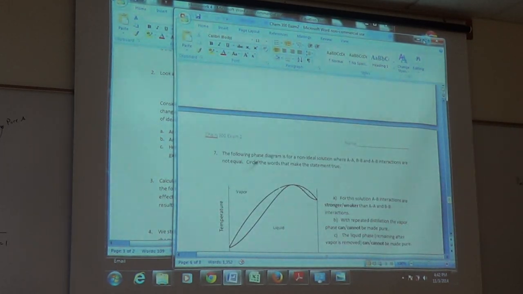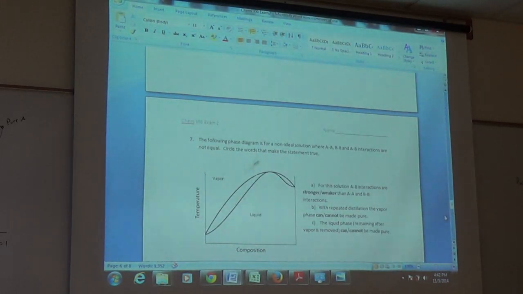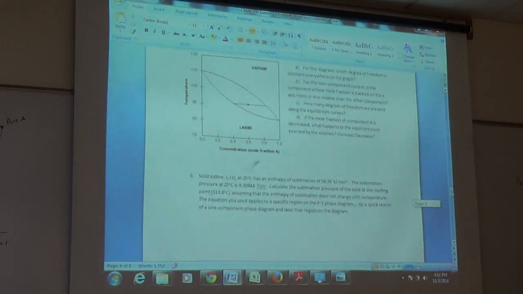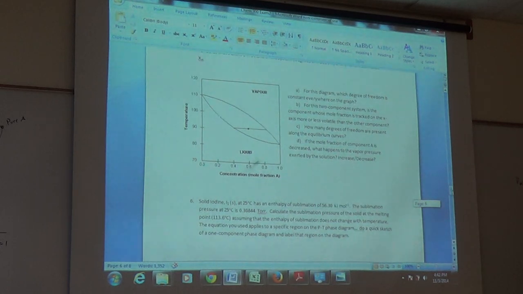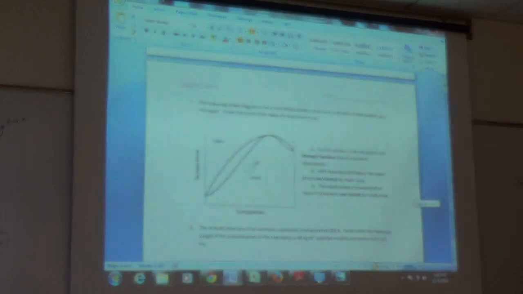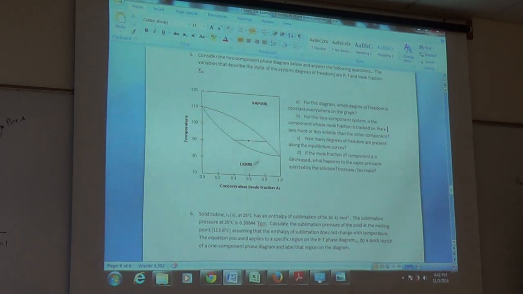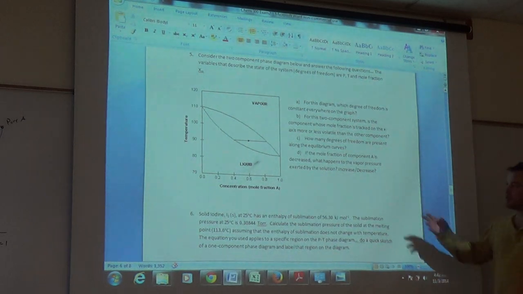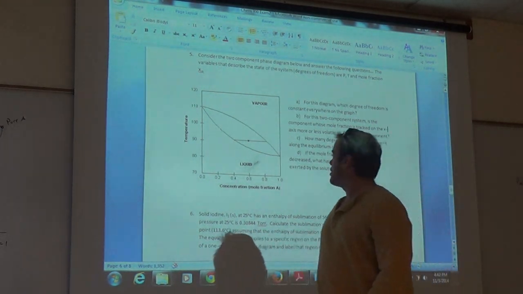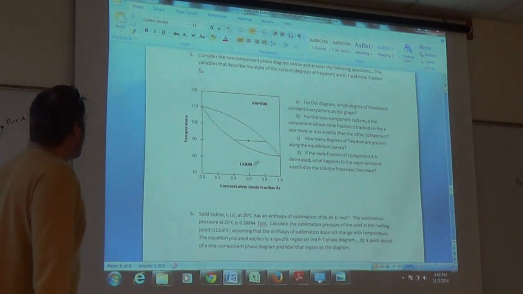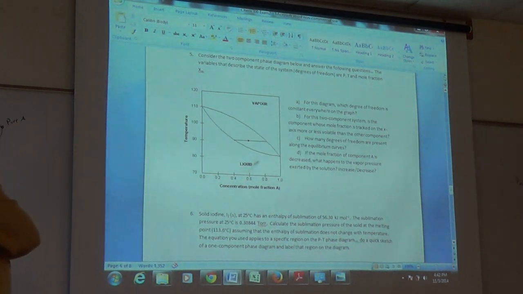Okay, so here are two problems. Both of these are temperature versus composition diagrams. Don't get lulled into a false sense of security because just because I didn't use a pressure versus composition diagram last time through doesn't mean I won't do that this time. But this is just practice in playing with temp composition diagrams.